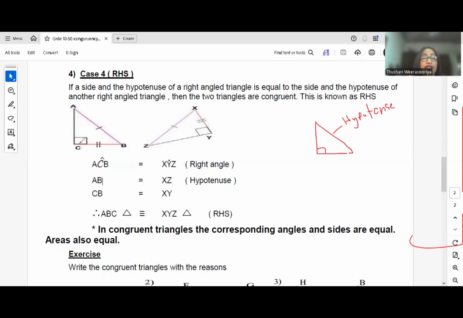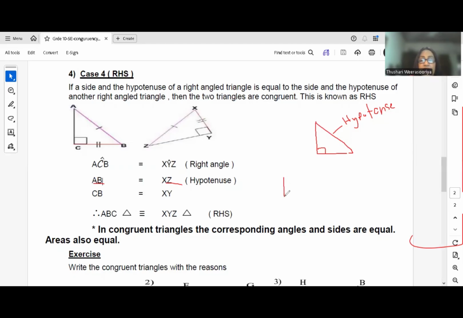Now look at this. This right angle triangle is there. RHS means right angle, hypotenuse, side. So angle ACB equals angle XZY, that is the right angle. AB equals XY, that is the hypotenuse. Then you can take any one of the sides. That is, triangle ABC is congruent to triangle XYZ, that is RHS. In congruent triangles, the corresponding angles and sides are equal. Area is also equal. That is the main feature.